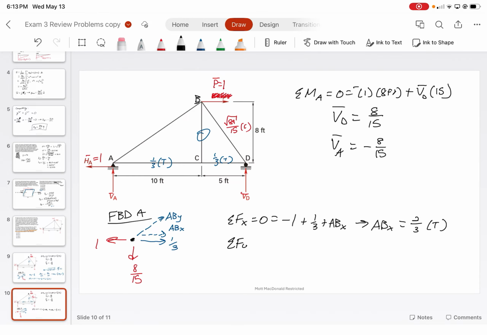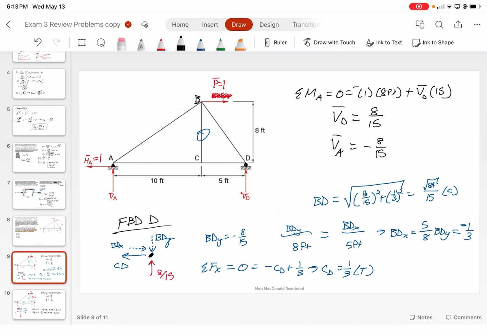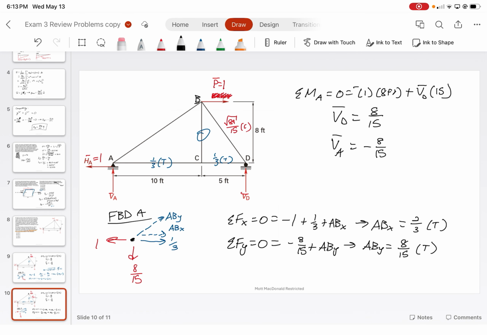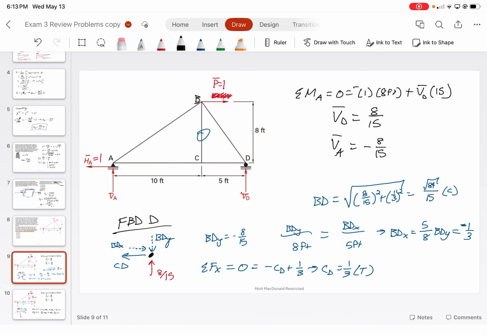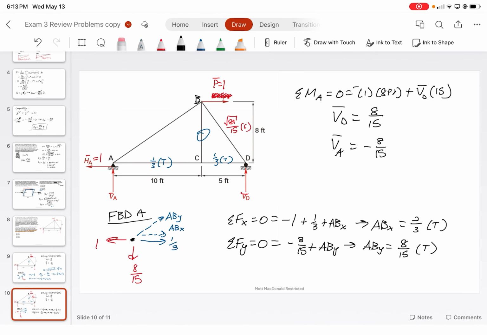From forces in the Y direction equals 0, we have -8/15 plus ABY, which means ABY is equal to 8/15, also in tension. All right, now quick sanity check. From sum of the forces in the Y direction at B, it means that the Y component of AB has to equal the Y component of BD, right? So BDY was equal to -8/15, and ABY is +8/15, so it makes sense.